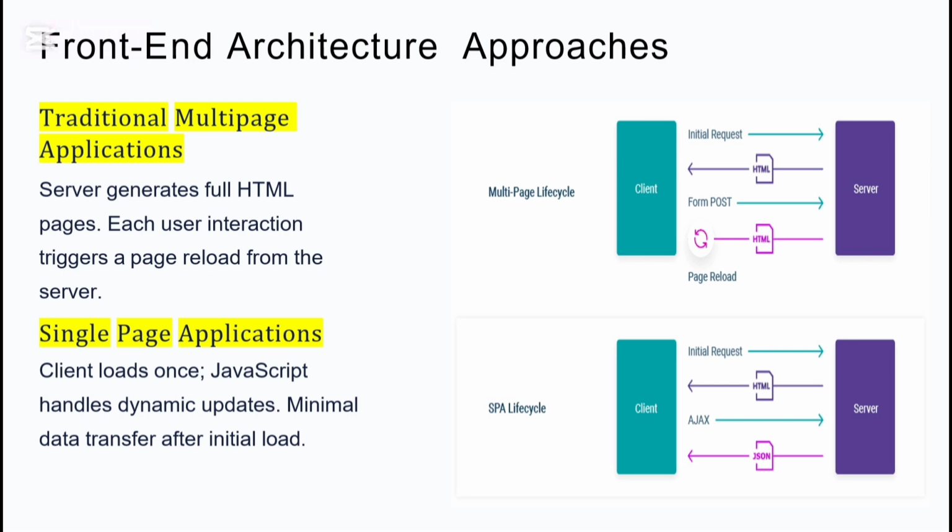As you can see in the top half, we have two main components, the client on the left and the server on the right. When a user makes the initial request, the client sends a request to the server, which processes it and responds with an HTML page. Now look at the bottom half. This shows the single page application lifecycle. The client makes an initial request to the server and, just like before, it receives an HTML page, but this time the page also loads all the JavaScript code needed for the app.